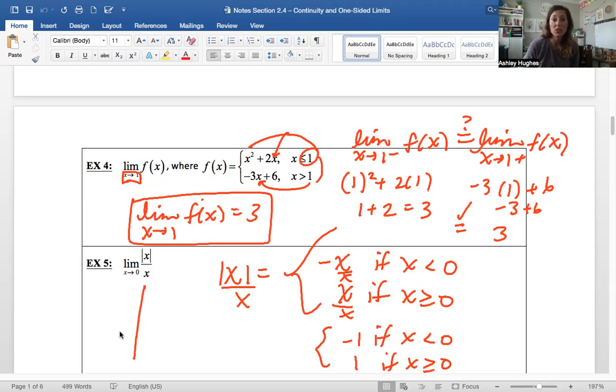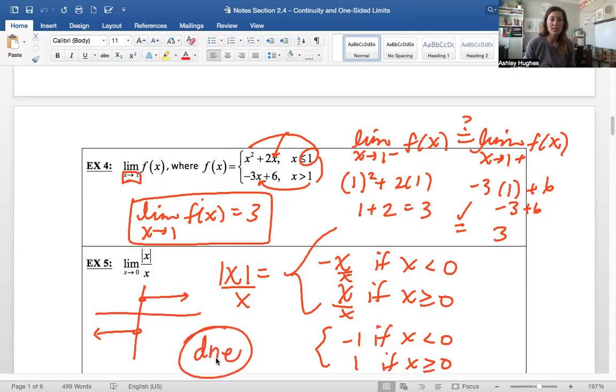Negative 1, so it's going to look like this. It's going to look like negative 1, and then it's going to hop up here, and then it's going to be 1. And so does that limit exist? Nope, because we're going to two different places. So you would say this limit doesn't exist because the limit from the left is negative 1 and the limit from the right is positive 1.